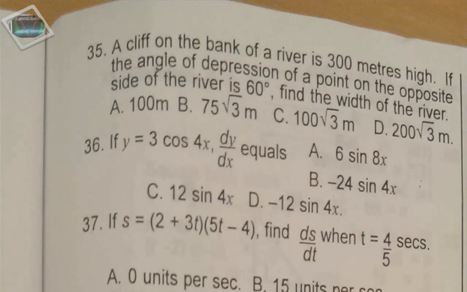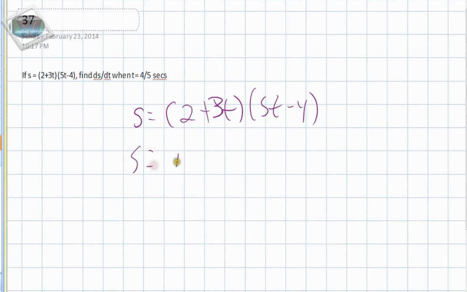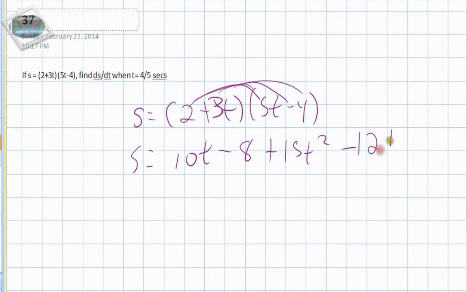So here we have question 37, and it wants us to take ds dt when we have s, and it says when t is equal to 4/5. This might seem confusing because of the ds dt, and you're like, what am I differentiating? But actually, first, let's take s is equal to 2 plus 3t times 5t minus 4. We're going to multiply this out. So that means that s is equal to 10t, is the first part, minus 8 plus 15t squared minus 12t.